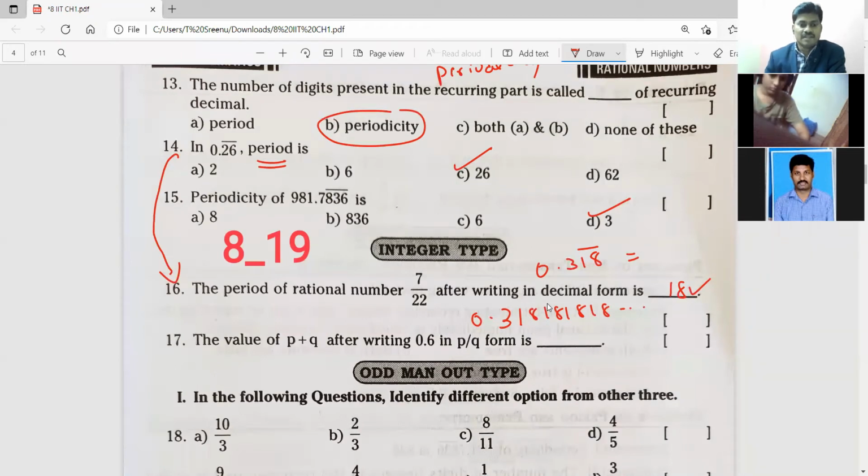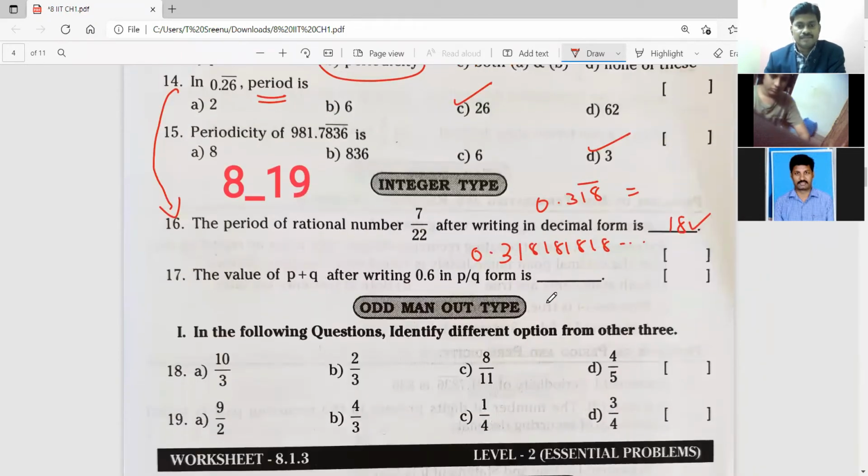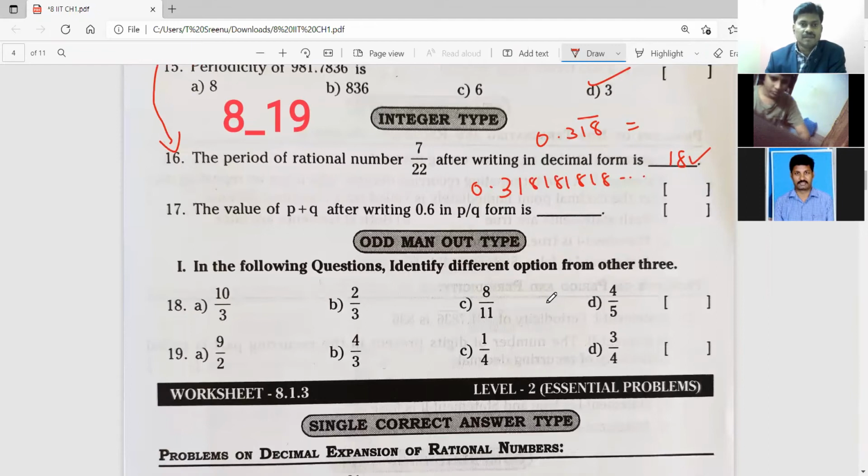And the 17th question, have you got the answer? The value of P. First, you should write 0.6 in P by Q form. 0.6 is 6 by 10. Cancelling, 3 by 5. P value is 3, Q value is 5. 3 plus 5 is 8. That's all. Please check the 17th.